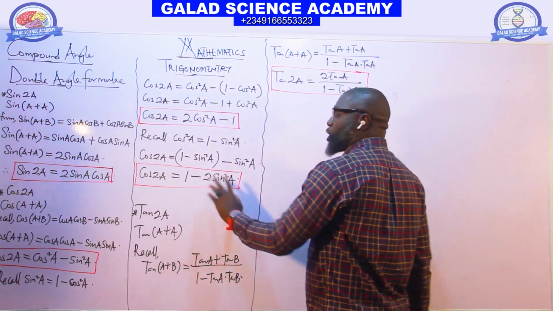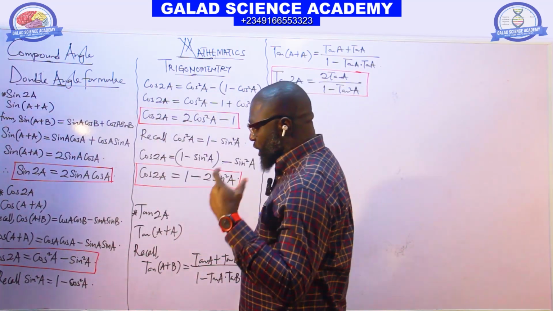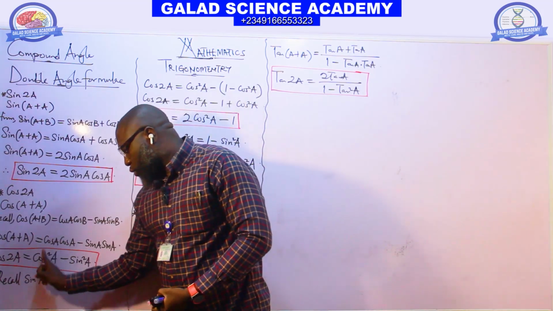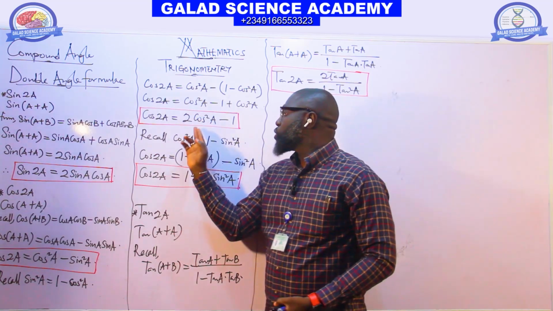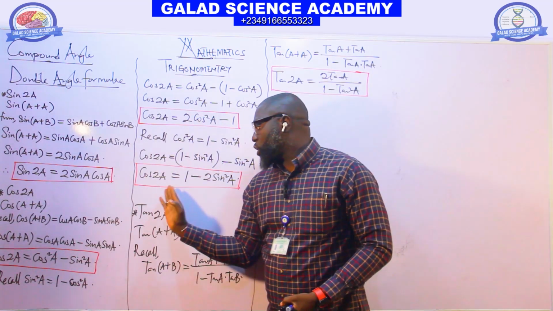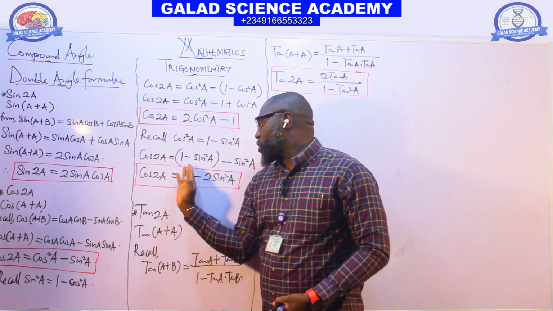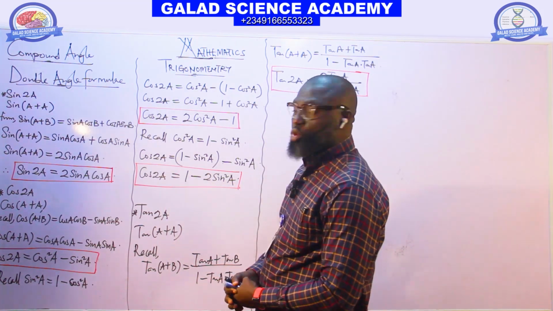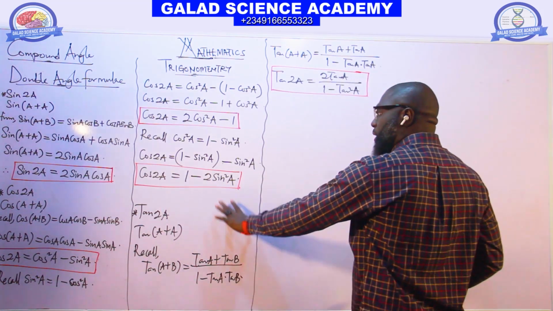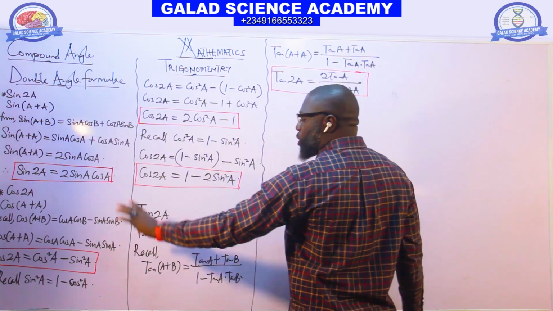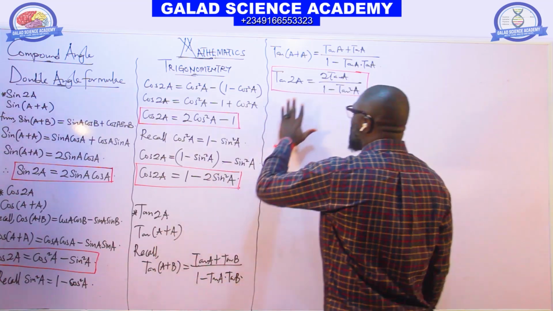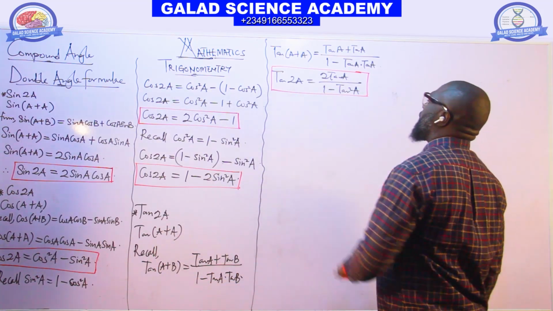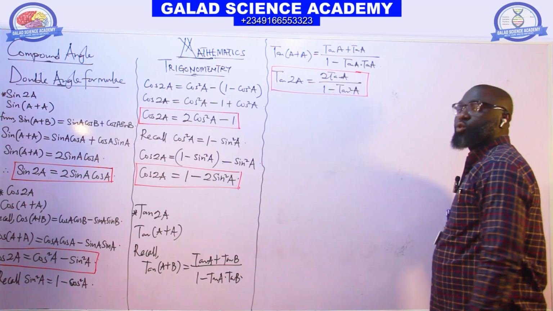Then cos 2A, I said, can be written in three forms: either cos square A minus sin square A, or 2 cos square A minus 1, or 1 minus 2 sin square A. So we can write our cos 2A in three forms. And we write our tan 2A as 2 tan A over 1 minus tan square A.